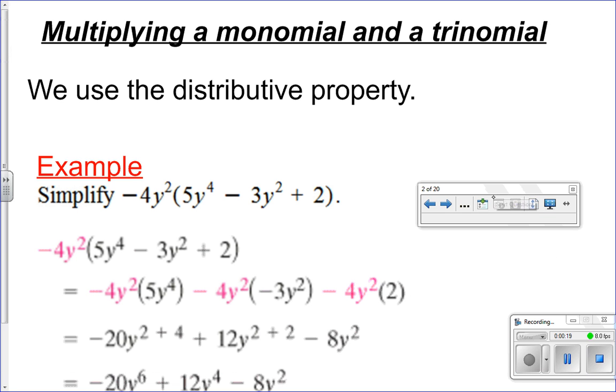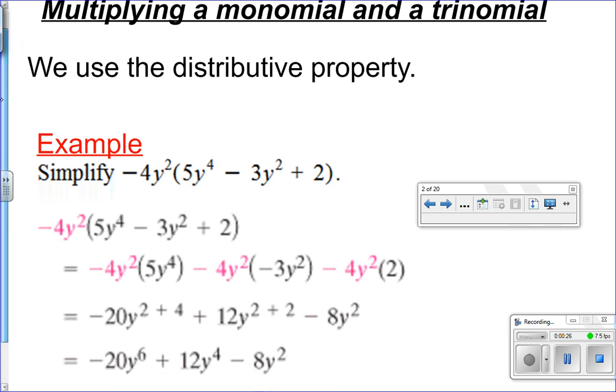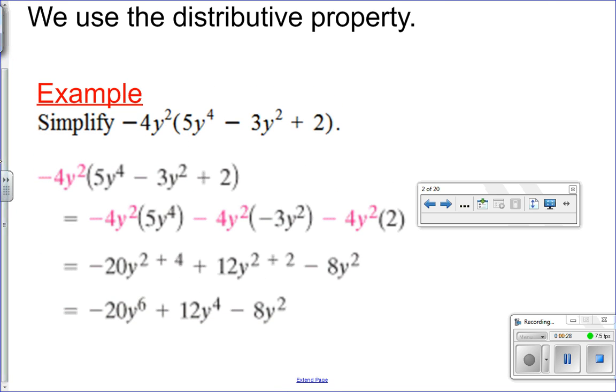So first things first, we have to multiply a monomial and a trinomial. What we're going to do is use the distributive property. So notice 5y to the fourth minus 3y squared plus 2 is my trinomial, and it's being multiplied by negative 4y to the second. So we have to distribute this negative 4y to the second to all three terms.